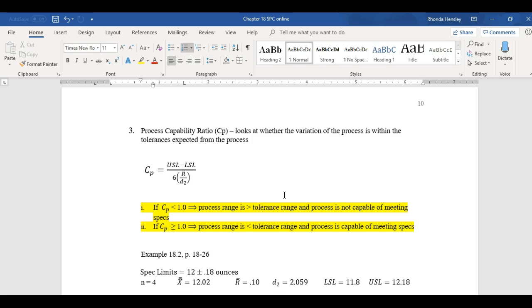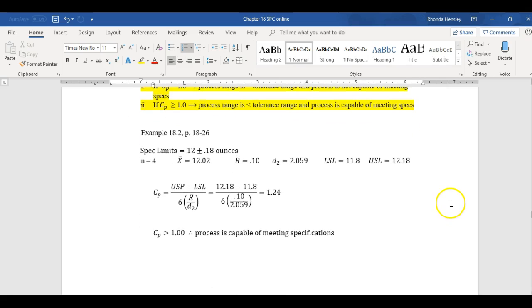So again, you'd go to management and you'd say, look, this is what my process can do. I can adjust it all day long, but I'm still going to have a big pile of bad things over here because it's not capable of doing what you want from it. If your CP is greater than or equal to 1, then your process range is less than your tolerance range, and your process is capable of meeting specs.